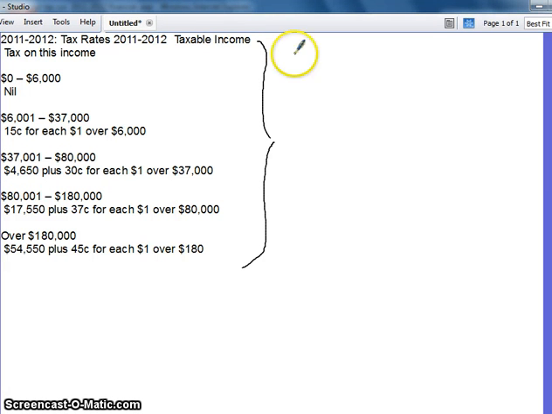Using tax tables, let's say we earn $40,000. Alright, suppose we earn $40,000. That puts us into this tax bracket here. So straight away, you pay this amount to the government, $4,650.